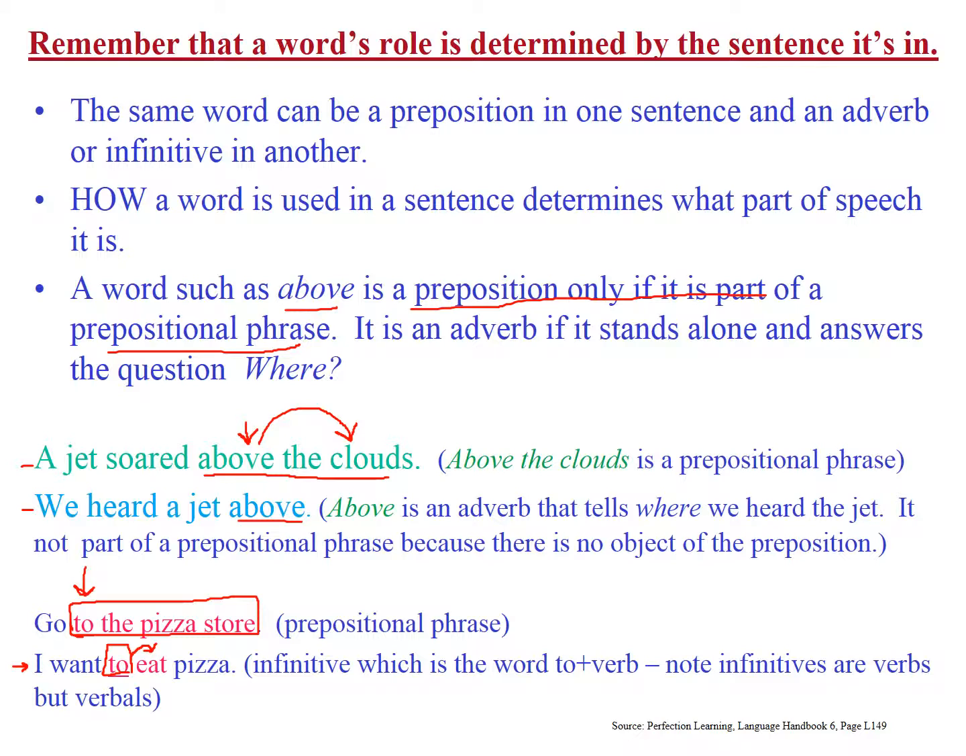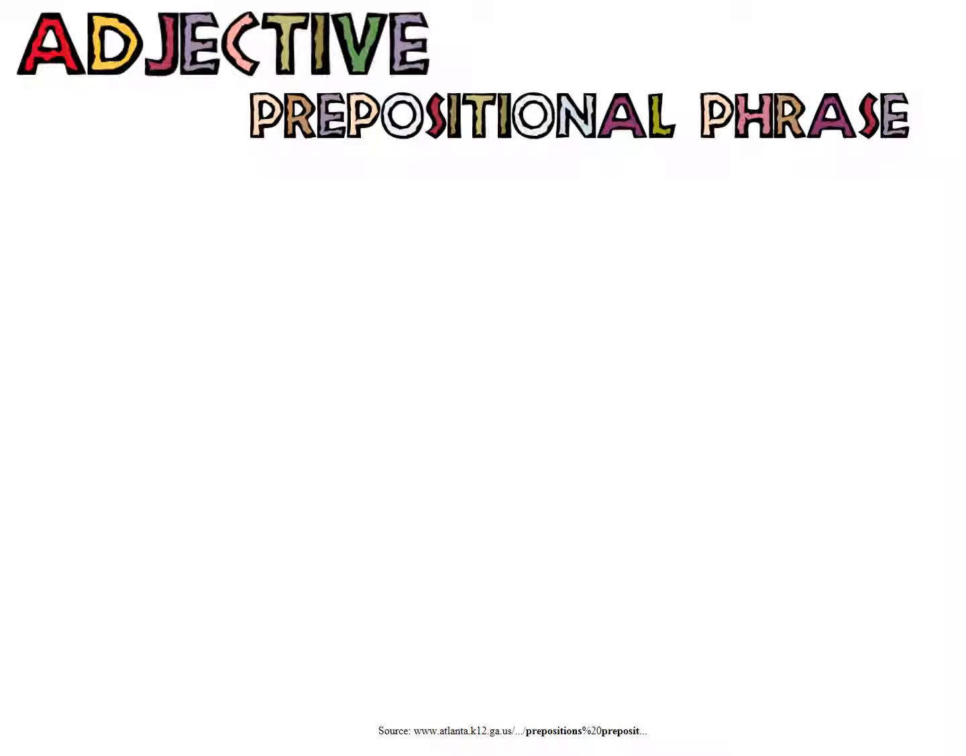So anytime you see the word to plus a verb, you actually have an infinitive, which is a verbal. It's not the actual verb of a sentence that would be known as the main verb. So don't let that fool you. So again, the same word can have a very different function depending on the structure of that particular sentence. So watch for that. Don't get used to seeing the word above, for example, and assuming that it will always serve the role of a preposition, because that's not the case.